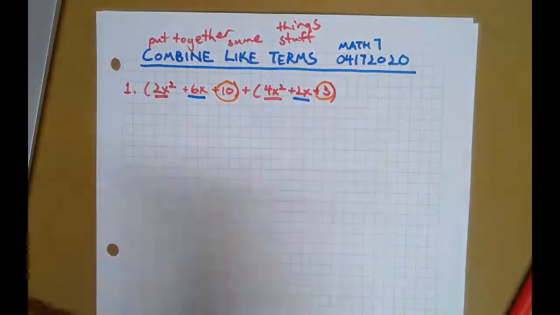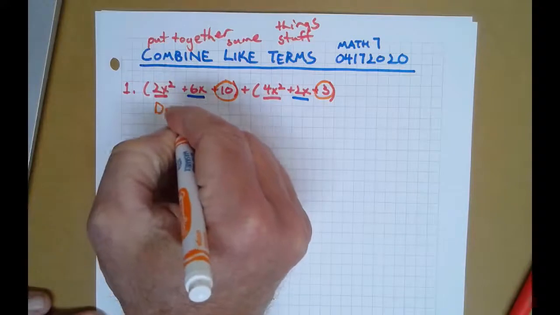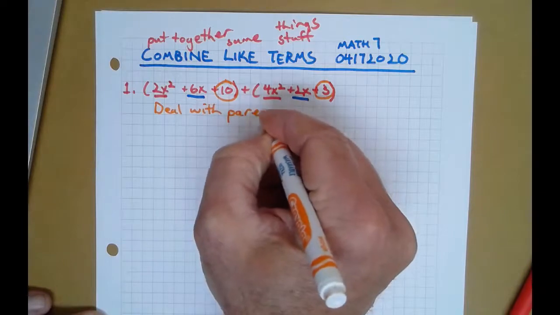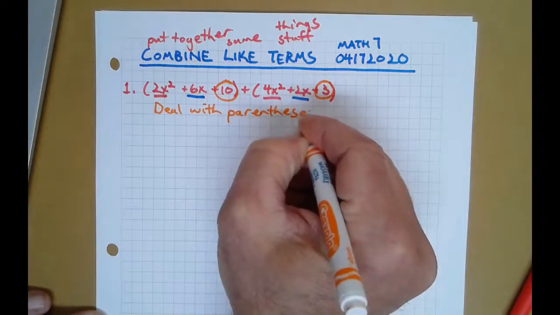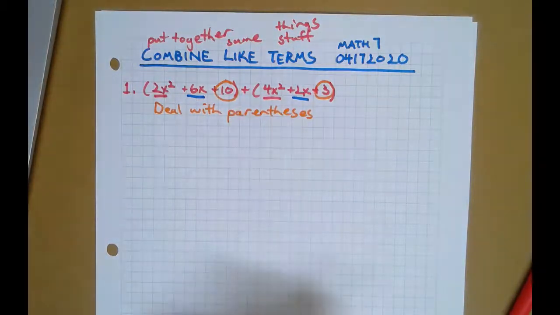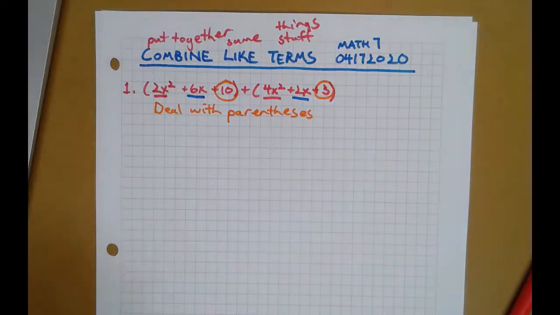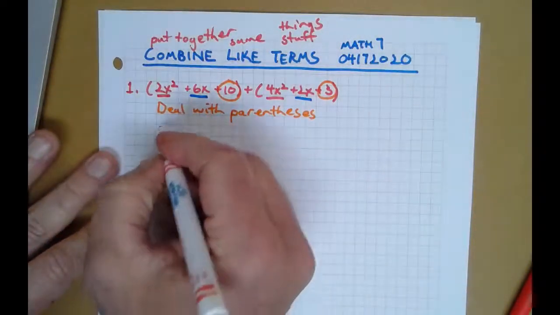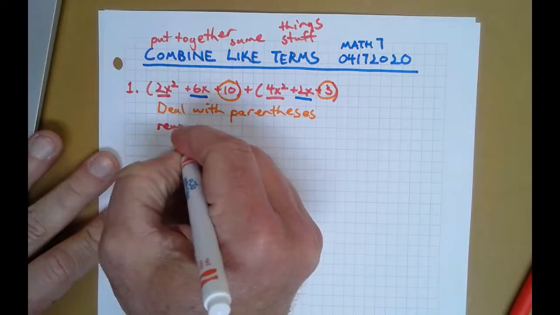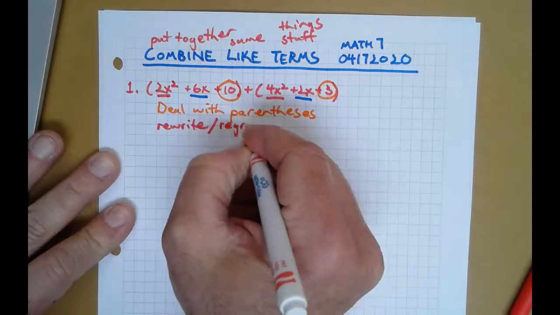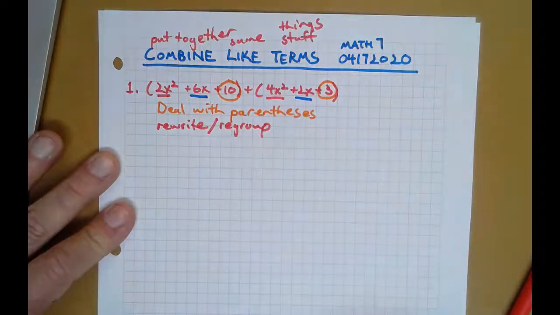So first let's deal with parentheses. In this case, all we have to do is take them away because there are no negative signs. Parentheses are only being used in this case to show a grouping of things. But since no math operation is actually happening, I'm just going to rewrite with no parentheses. And I'm going to regroup the like terms.